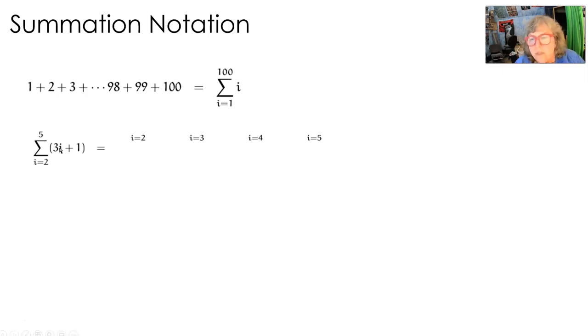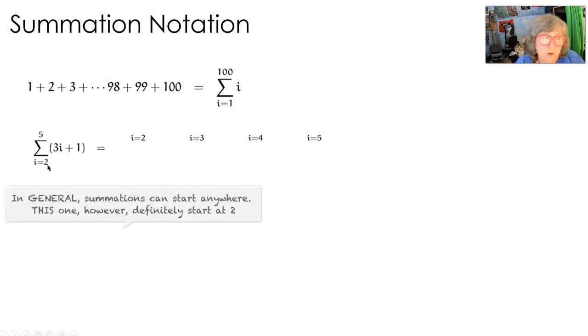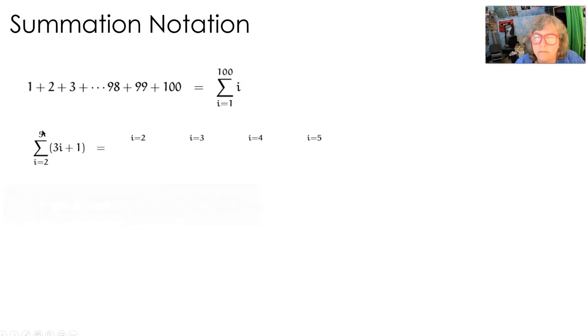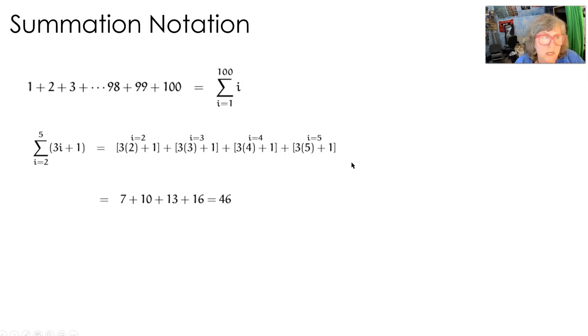A shorter example, let's say I want to take the summation as i goes from 2 to 5. I can start wherever I want. I can end wherever I want. We kind of want to end after we start, because otherwise time goes backwards. It's just kind of weird. So I need to let i equal 2, and then 3, and then 4, and then 5. So we plug that in. We get something like this. I plugged a 2 in, a 3 in, a 4 in, a 5 in. Crank out, that's just arithmetic. I get a 46.